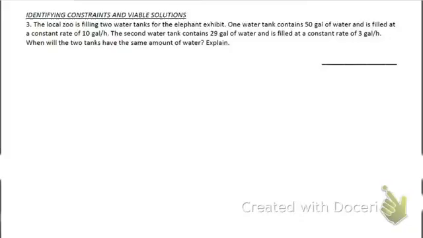So we have a local zoo, and they are filling 2 water tanks for the elephant exhibit. One water tank contains 50 gallons of water and is filled at a constant rate of 10 gallons per hour. So I'm going to underline the 50 gallons of water and the rate, 10 gallons per hour. The second water tank contains 29 gallons of water and is filled at a constant rate of 3 gallons per hour. And the question is, when will the two tanks have the same amount of water?